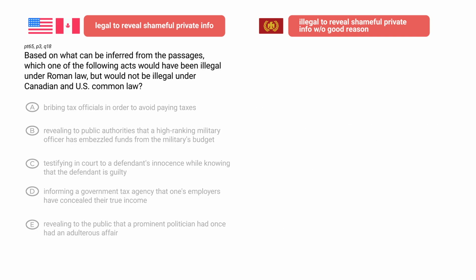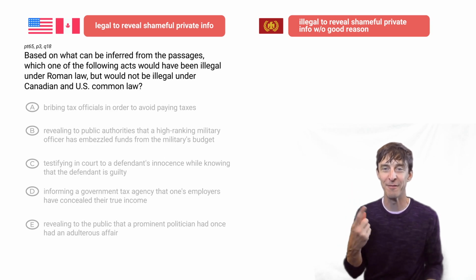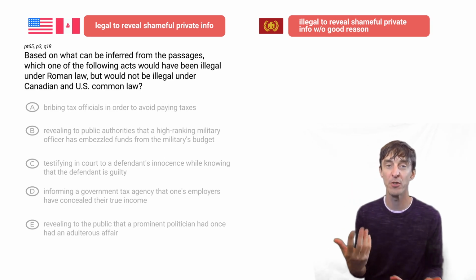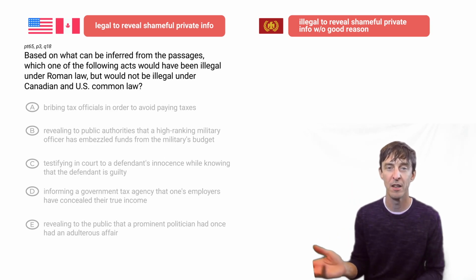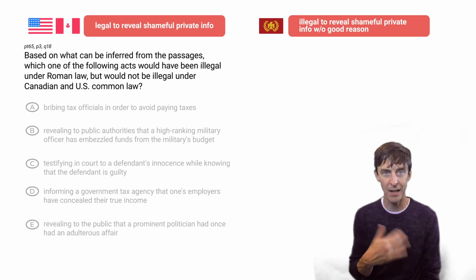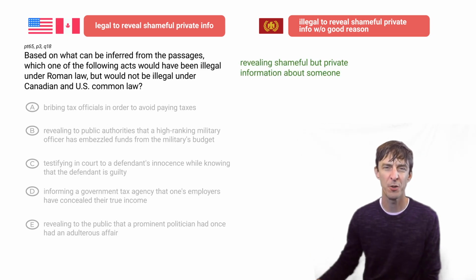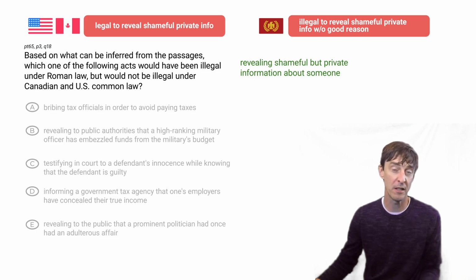When we look at the question stem for 18, they want something that would have been illegal in Roman law, but is okay under Canadian and US common law. It sounds like our distinction. It would be okay to reveal shameful secrets of somebody else in North America, but not allowed to do that in ancient Rome. So do we have any answer that's talking about revealing someone's shameful private secret?